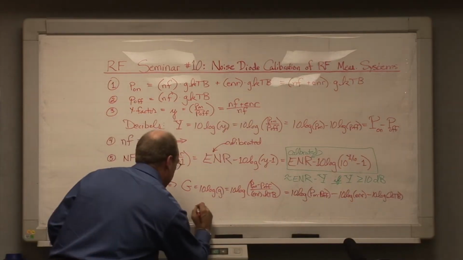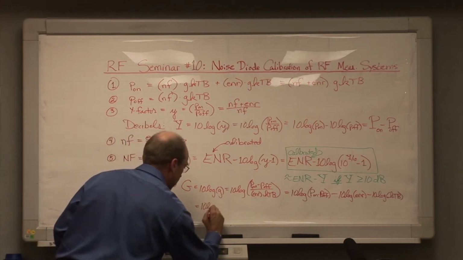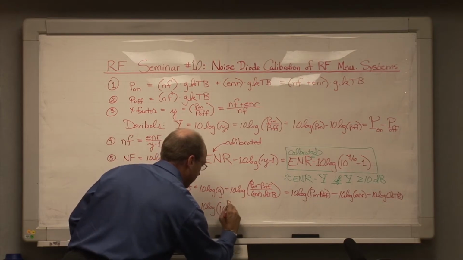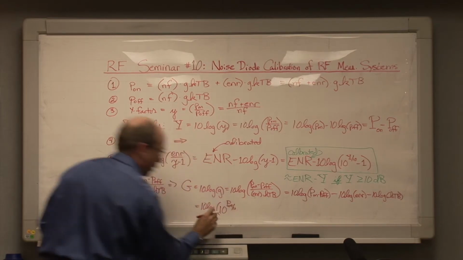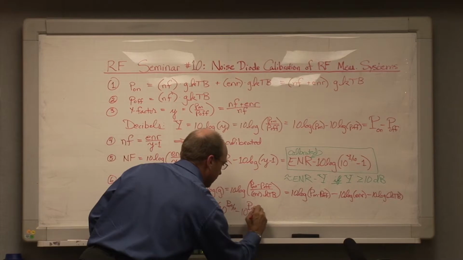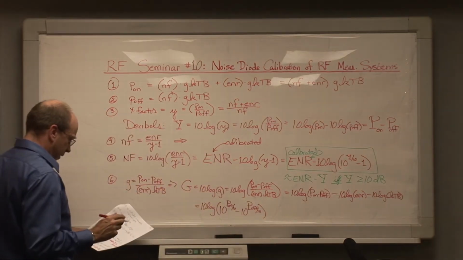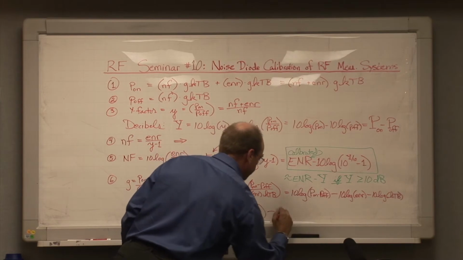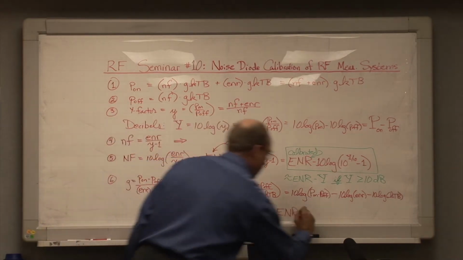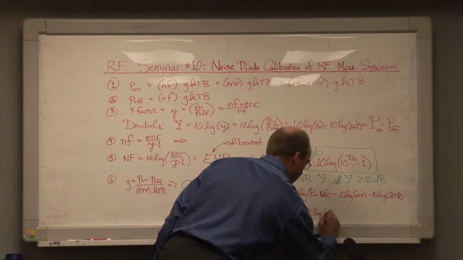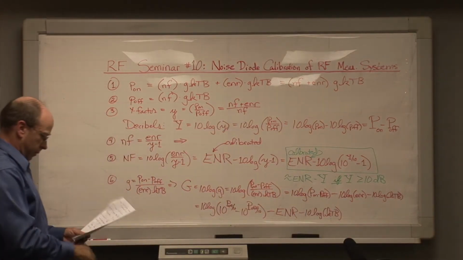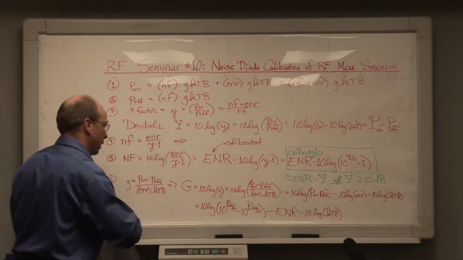And so that's equal to 10 log of the decimal 10 to the power of the power on in decibels over 10 minus 10 to the power off in decibels, divided by 10 to the ENR, this is just the excess noise ratio in decibels. Again, that's the calibrated quantity, so we know that. Minus 10 log of KTB. So circle that in green.